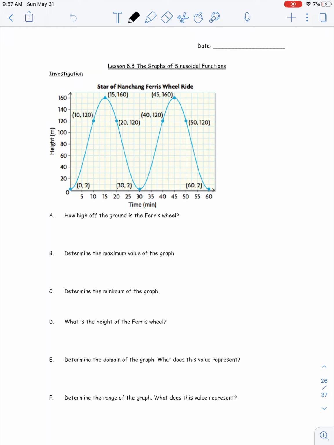Lesson 8.3 is the graphs of sinusoidal functions. So here we have a Ferris wheel going around where it starts off at its lowest point and then goes to the maximum, comes down back to the lowest point and repeats itself. So how high off the ground is the Ferris wheel? If you look, it's the y coordinate of the lowest point. In this case, we're looking at the y coordinate, which would be 2 meters off the ground.